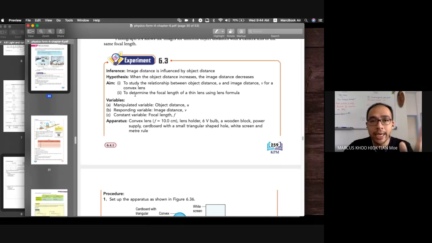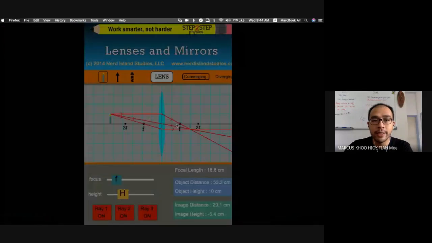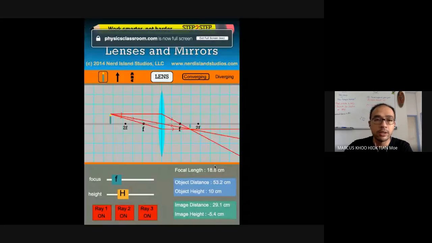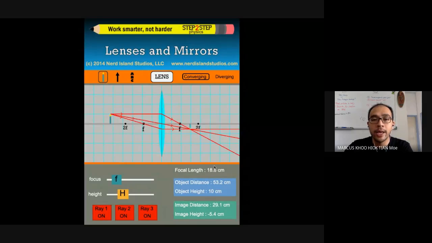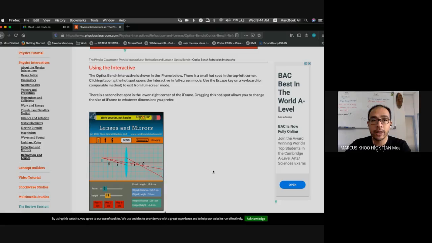Now, the second aim is difficult. The second conclusion, you want to determine the focal length of a thin lens using a lens formula. In your interactive, you may have already said, for example, in this interactive, I'm showing the interactive now. In this interactive, I set my focal length as 18.8. That is the one that I wrote in the procedure.